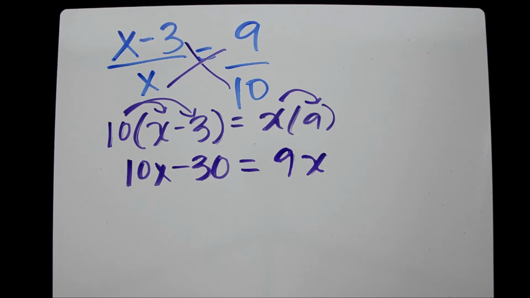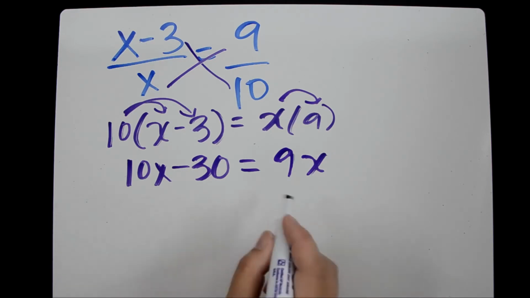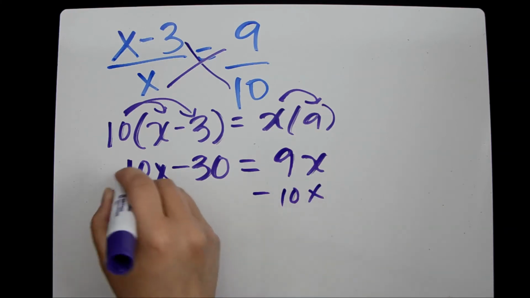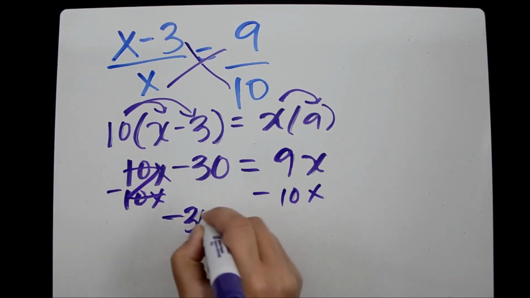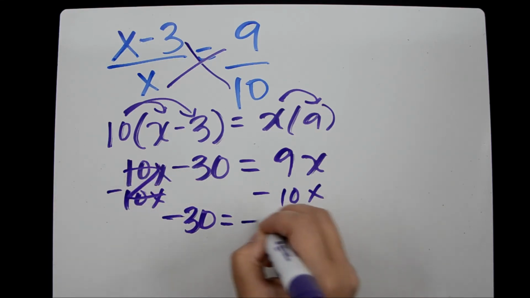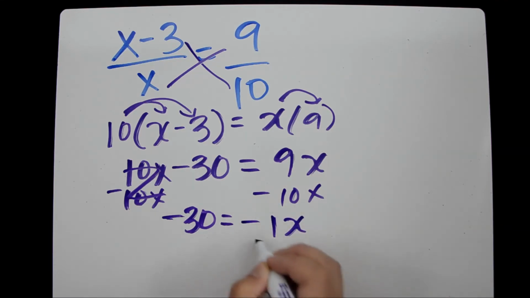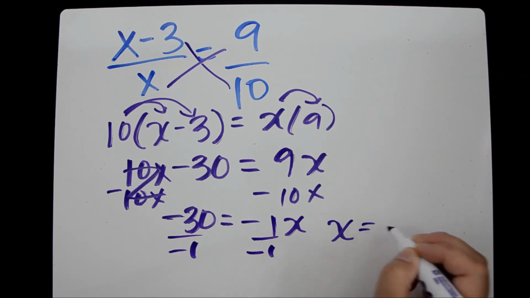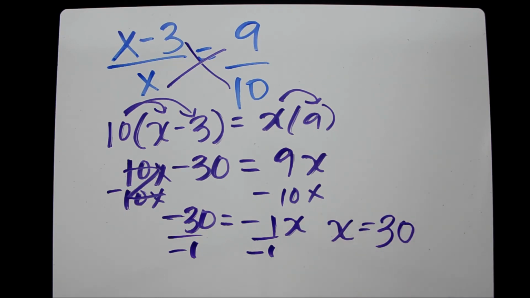Again, we have variables on both sides of the equation, and some people are used to moving the x term to the left, but in this case it would make sense to move it to the right, or else we'd end up with an additional step. After that, we're going to divide both sides by negative 1, and we get x is equal to 30.